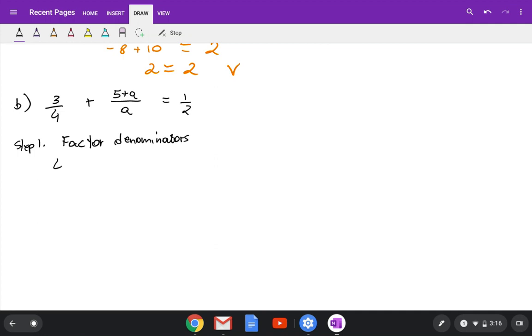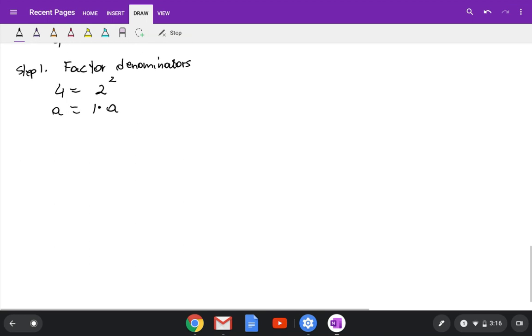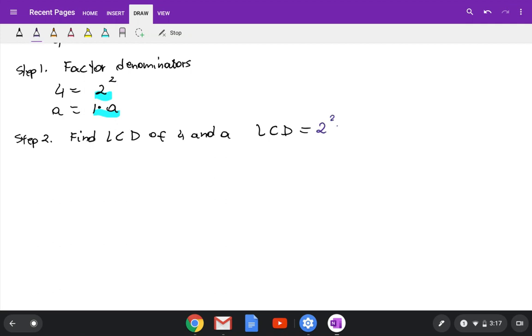Okay, so 4 is the same as 2 to the second power. A is the same as 1 times A. Step 2, find the least common divisor of 4 and A. So the LCD will be equal to 2 to the second power times 1 times A, which is 4A. That's the LCD.